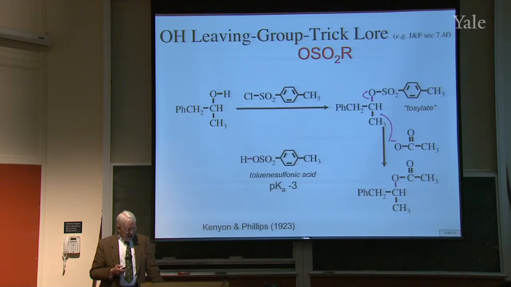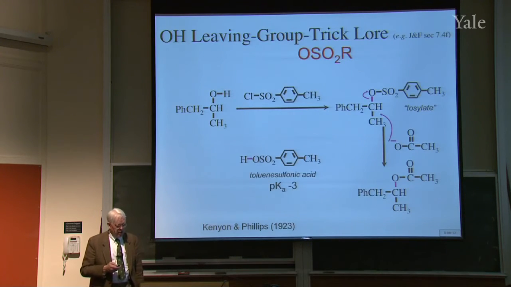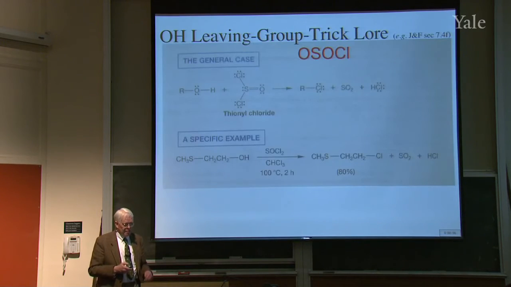The reason it's called tosylate is that that acid is called toluene sulfonic acid, so it's abbreviated tosic acid. So tosylate is the leaving group, and the pKa of that acid is -3, so it's not surprising it's a good leaving group and worked well for Kenyon and Phillips in 1923. That's a very common way to make alcohols into leaving groups.